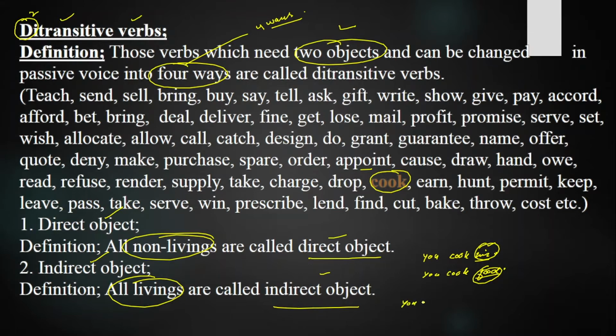Suppose I say, you cook him food. This is the first way, and the second way is, you cook food for him. Clear. So these are the two ways. Mostly we bring the indirect object at the beginning and the direct object at the end, but if you want to shuffle the places, your indirect object him will be followed by a preposition. So these are the two ways in active voice.